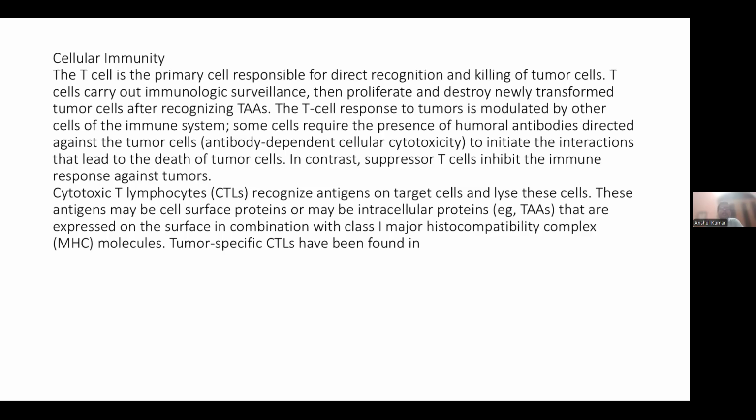Here, one thing about MHC for the cytotoxic T lymphocyte class: for the function of T cells, it is very necessary that these antigens be presented by antigen-presenting cells and expressed on the surface in combination with the major histocompatibility complex, which is class 1 for cytotoxic T cells and class 2 for helper T cells.